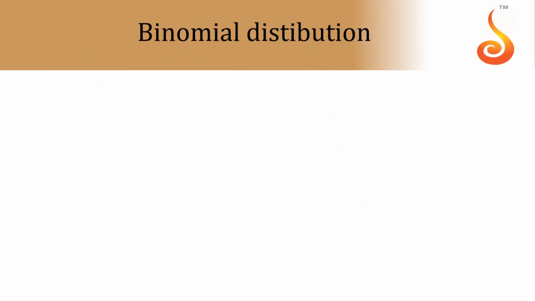So I told you that our syllabus has finite discrete variable and infinite discrete variable. So finite is nothing but binomial distribution. So what will I have in binomial distribution? Probability of x equal to r will be nCr q to the power of n minus r p to the power of r. So what is this n? What is this p? What is this?